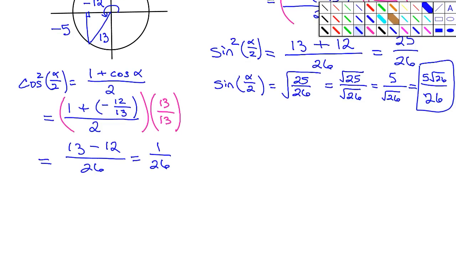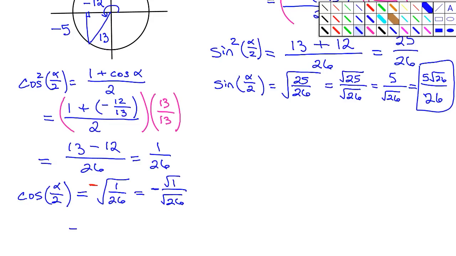We still have cosine squared of alpha over 2, so I need to take the square root of both sides. The square root is going to be the square root of 1 over 26. Alpha over 2 is a quadrant 2 angle, and the cosine of a quadrant 2 angle is negative. So let's go ahead and make this negative, and then continue to simplify. Becomes negative square root of 1 over the square root of 26. That's equal to negative 1 over root 26. And then rationalizing, we get negative root 26 over 26.